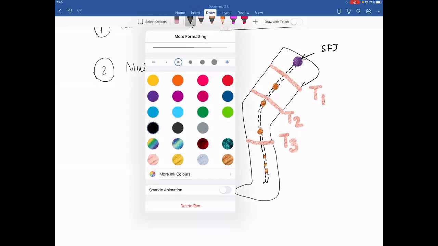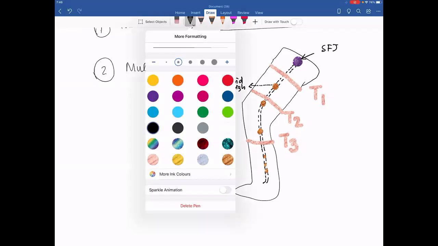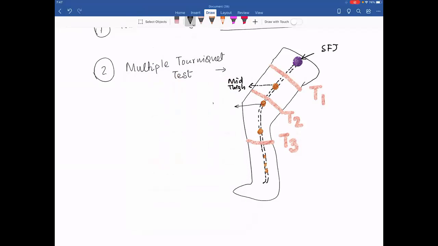This is a concept that many postgraduates even don't understand. Why are we tying the tourniquets like this? Have you understood up till this point? Please repeat. I will again repeat. What is this perforator that I have tried to draw? This is the mid-thigh perforator. Okay. What is this perforator, sir? This is the above knee perforator. What is this perforator? This is the below knee perforator. And what are these perforators? These are the ankle perforators.